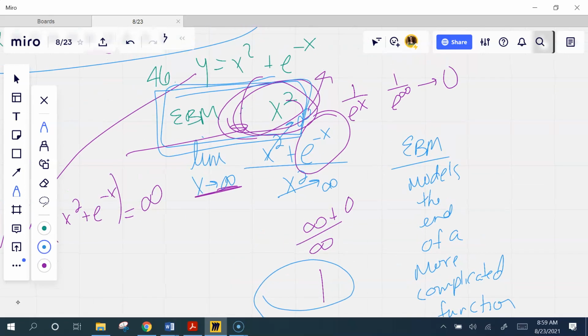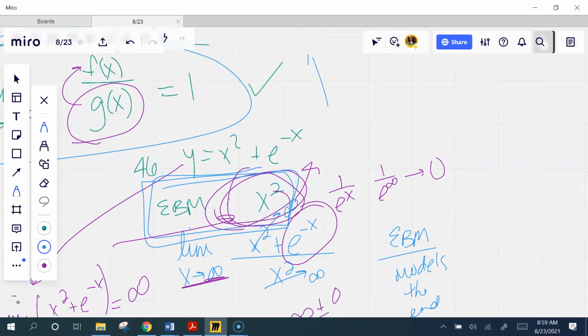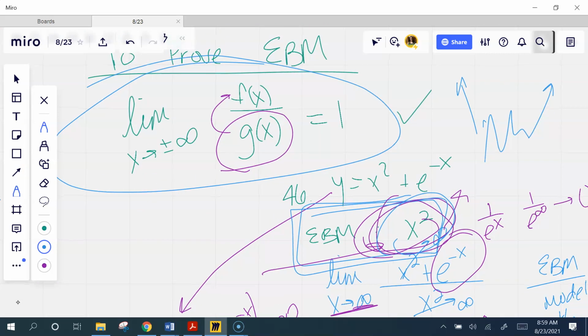So it's telling me that I don't know what the inside of this function does, but I know that the ends are going to do just like x squared does, regardless of what all this junk is in here. Well, if you're asked to find an end behavior model, you would want to do that to make sure it's a good end behavior model, especially if it's not a polynomial. This is original. This is what I think my EBM is.